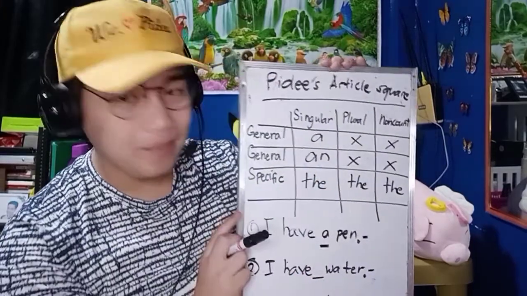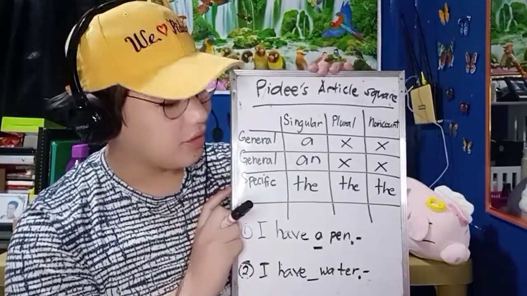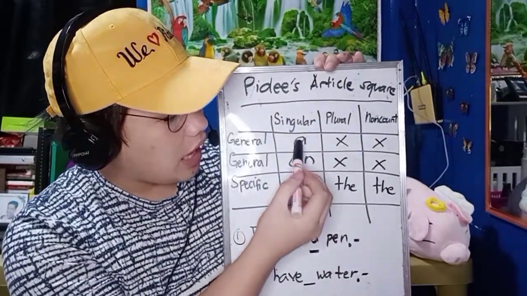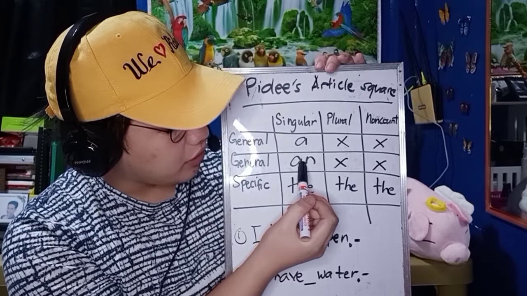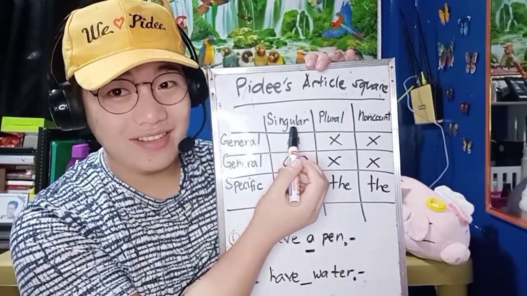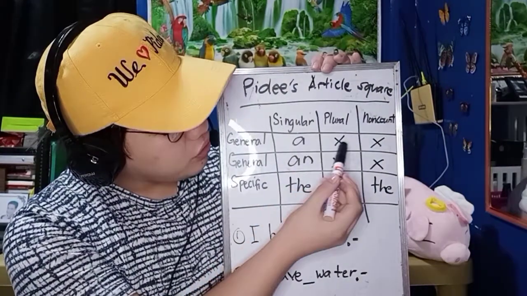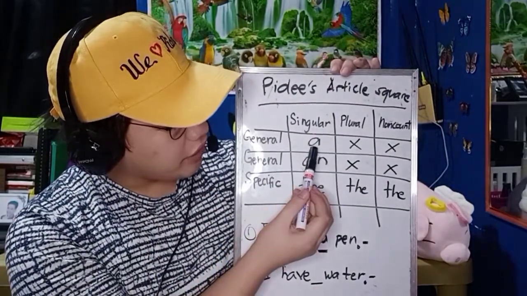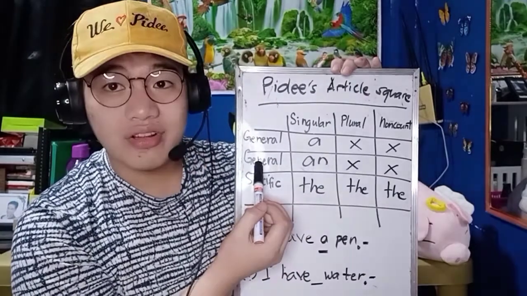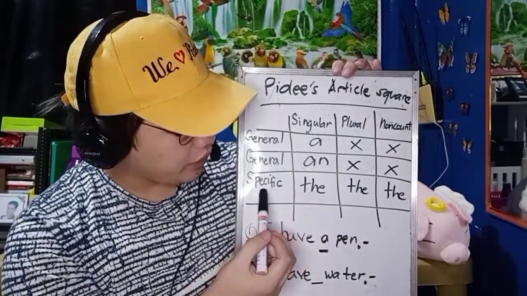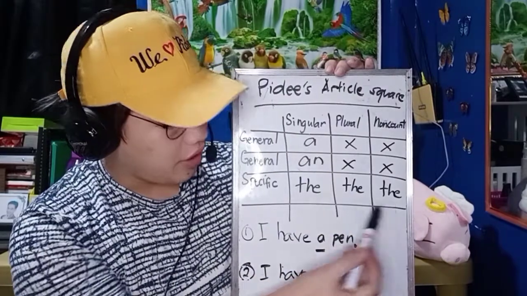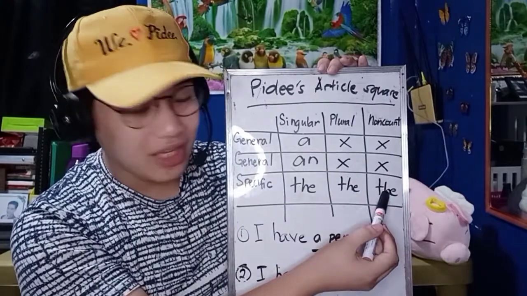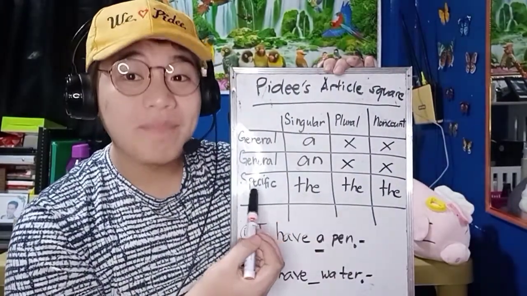Before we go to that, let's have a quick review. Again, guys, if we have the article a and an, it means to say that it can only be used for singular noun. It cannot be used with plural or non-count. Remember that, right? At the same time, the meaning of articles a and an is general. However, when it comes to article the, it can be used for singular noun, plural noun, or non-count noun, and the meaning is always specific.